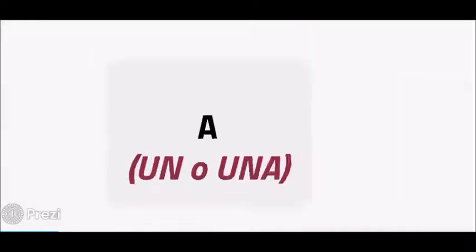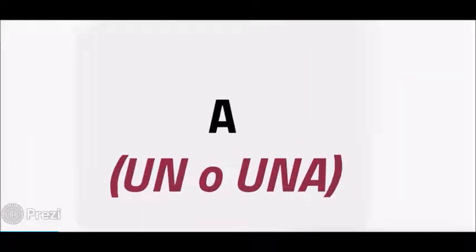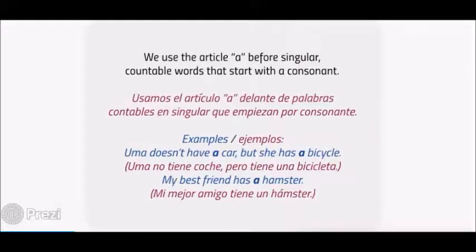A. We use the article a before singular, countable words that start with a consonant. Examples. Uma doesn't have a car, but she has a bicycle. My best friend has a hamster.